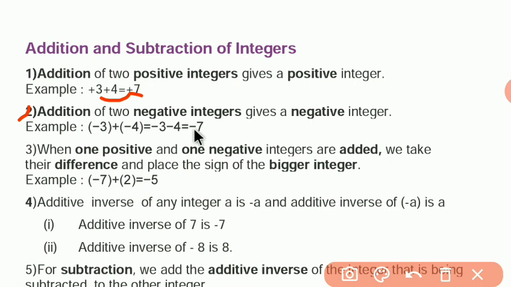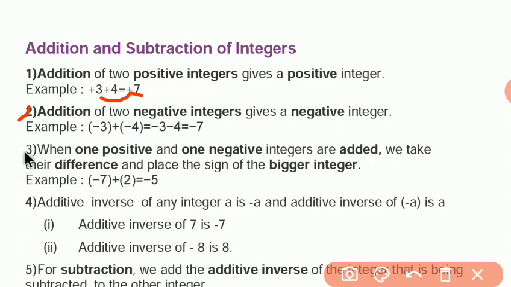As we had studied these rules in our previous classes, we can revise it once again. If we want to add two negative numbers, we have to add and we will put the minus sign. You can see minus 3 minus 4, minus minus plus. So 3 plus 4, 7, but we have to put here the minus sign. So the answer will be a negative integer. So you can see if we add any two negative integers, the answer will be a negative integer.